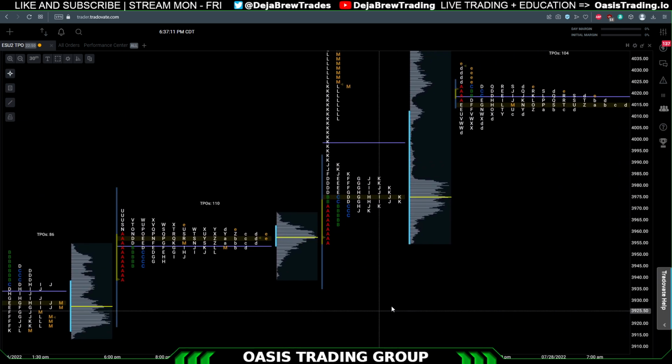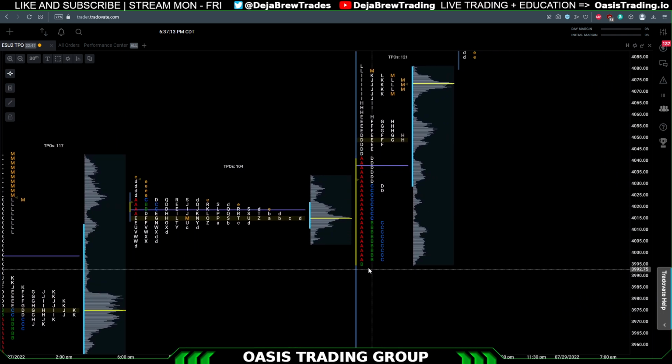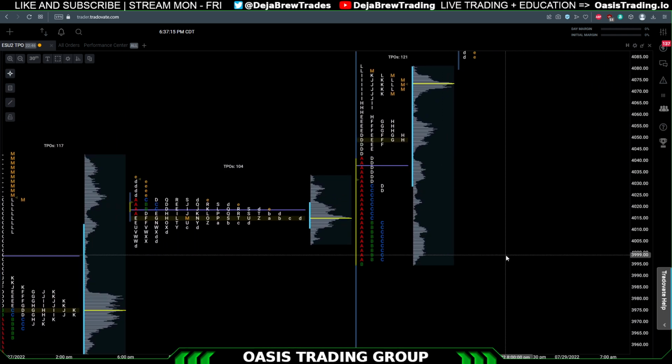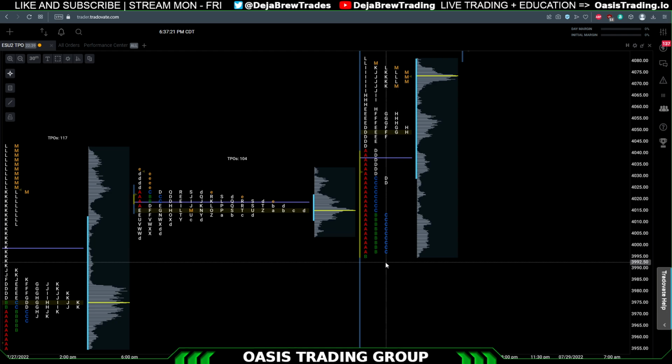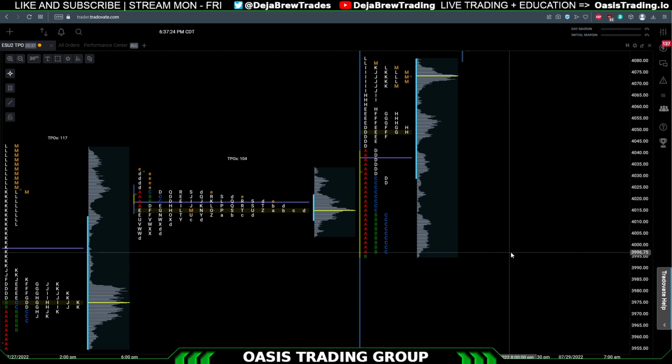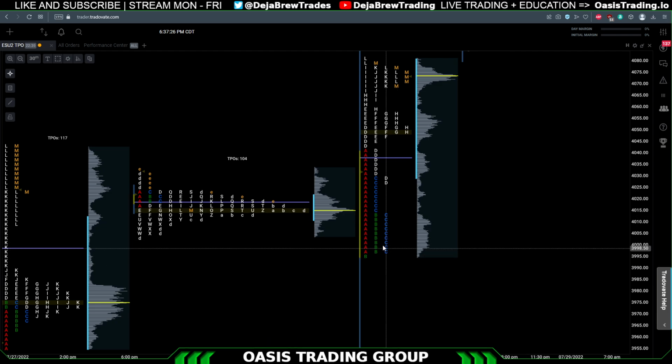None of these A sessions are extremely wide, like I was saying. But let's say right here, we have this really wide A session, and then we have the B session. It attempted to go lower, but then it could not continue lower. It actually popped back up and continued to the upside. Same thing with the C session. The C session tried to push down, and it created that poor low, and you started pushing upward.